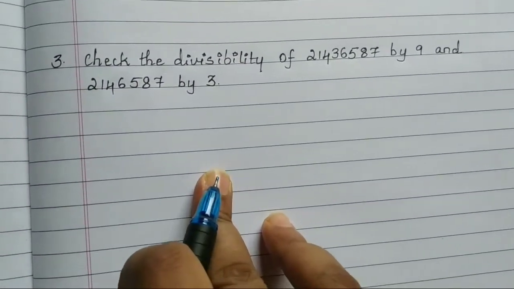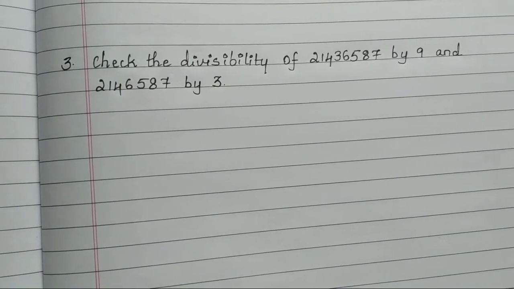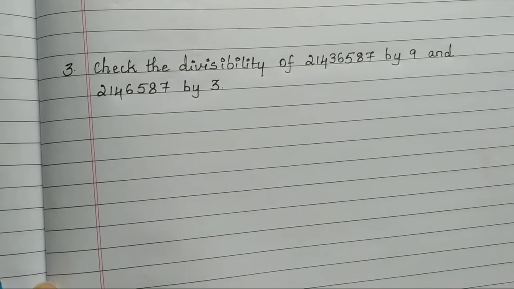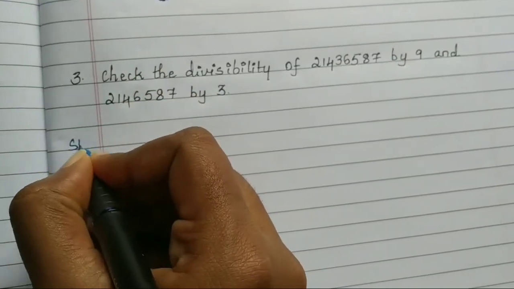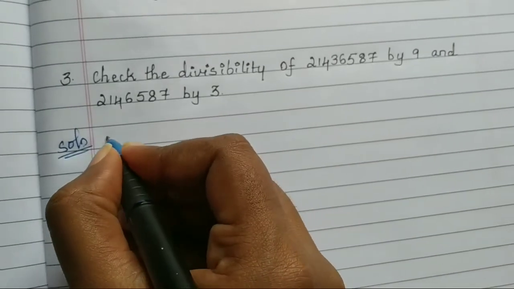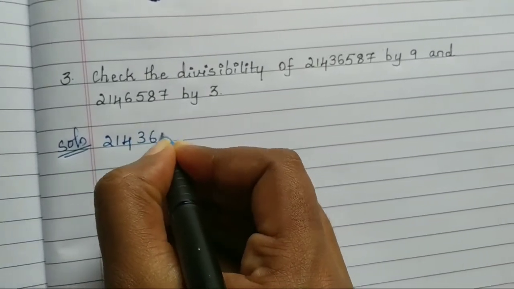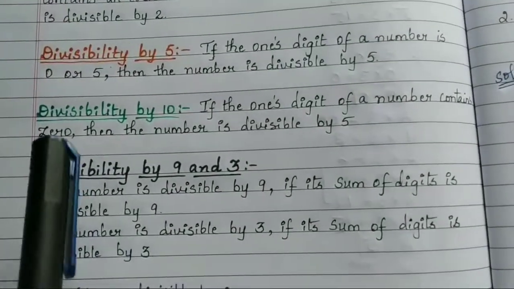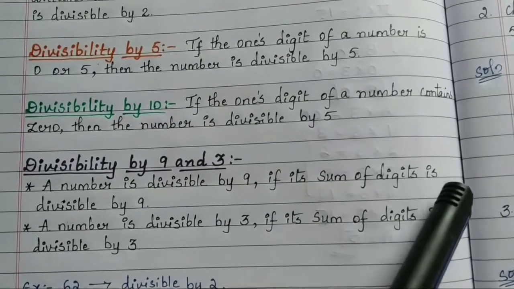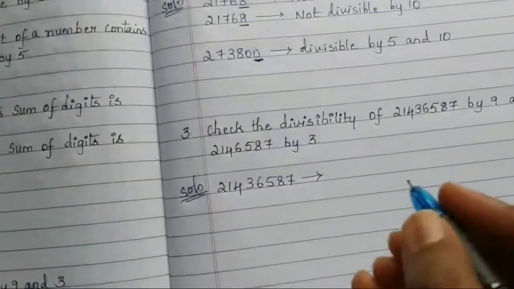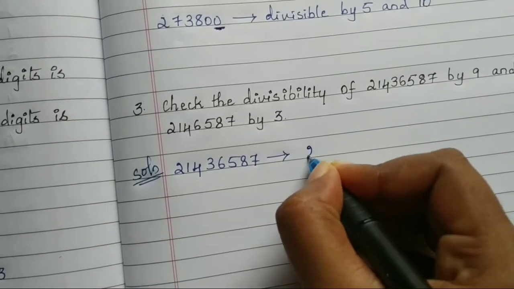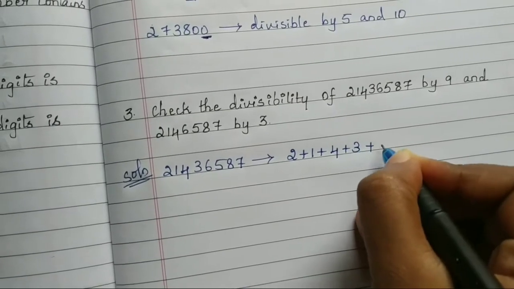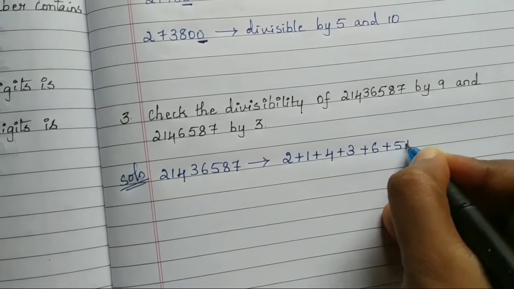Okay, next comes check the divisibility of 21436587 by 9 and 2146587 by 3. So first we will check for divisibility by 9. So 21436587. Okay. What is the divisibility rule for 9? A number is divisible by 9 if its sum of digits is divisible by 9. So what we have to do here is we have to add this up and take the sum of these numbers. Okay, so we will add all these numbers individually.